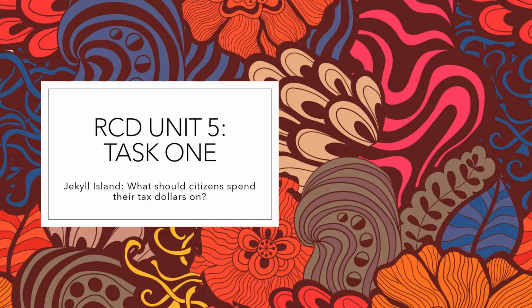The ultimate question that we're trying to answer is, what should citizens of Jekyll Island spend their tax dollars on? And you're going to be working on task 1 this week. There are 4 tasks in all. You're going to be working on 1 task per week unless I extend, but we're going to be finishing task 1 today. Let's see what task 1 is.